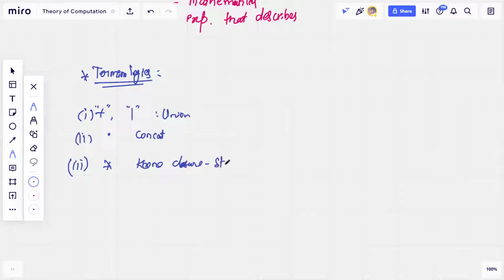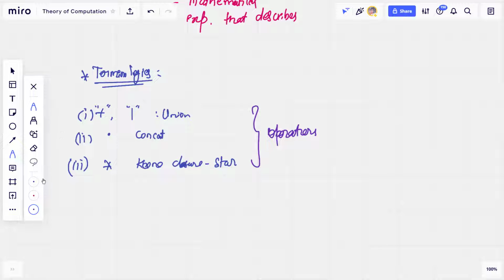Clean closure or star, whatever you want to name it. These are the common operators. These are the so-called operators of regular expression, because it is an expression, right?